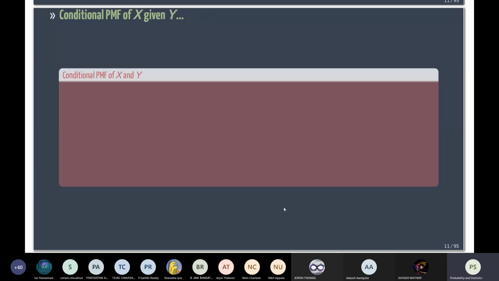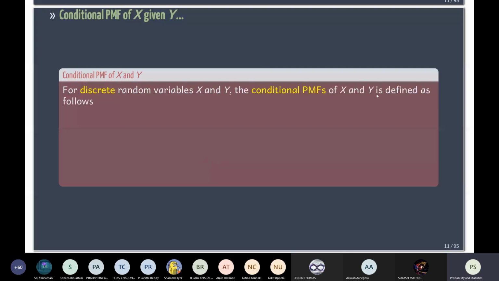Now in the case of two variables, we can extend this to x and y, rather than saying x and an event. We can easily extend this because x given that y equals something is nothing but an event itself. It's just that I'm using the random variable y in place of A. So for discrete random variables x and y, the conditional PMF of x given y is given as this. It's just that the notation has changed.